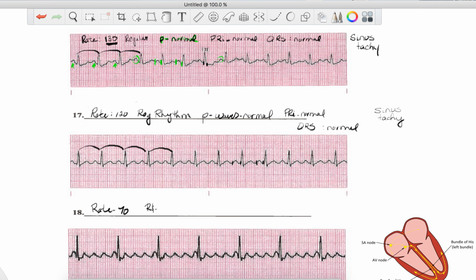The rhythm, I'd have to measure it out, but it looks to me to be somewhat regularly irregular, so that's an abnormality. P wave, there's flutter waves, but no actual P waves. So therefore, there is no PR interval that we can measure. And then the QRS is within normal limits. So this is A flutter.